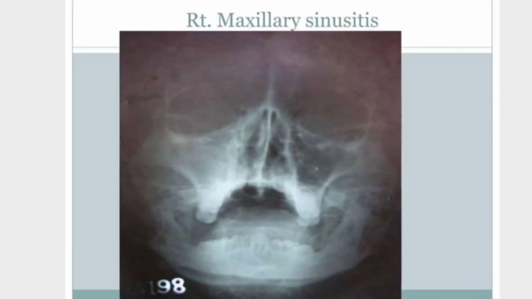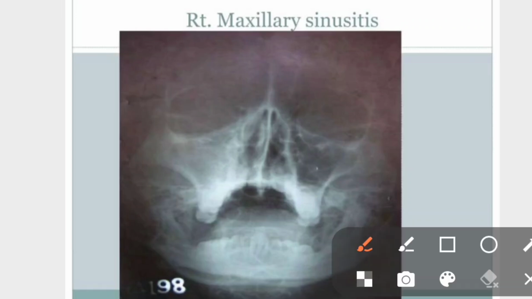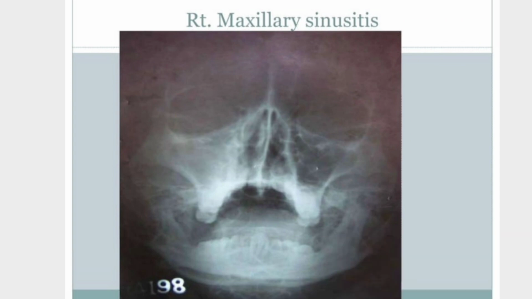This is the X-ray showing Waters view. Okay, AP, and here you can see right maxillary sinusitis. Okay, here there is some haziness in the right maxillary sinus.